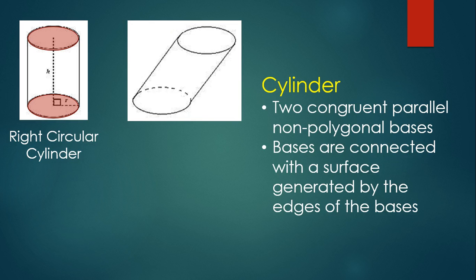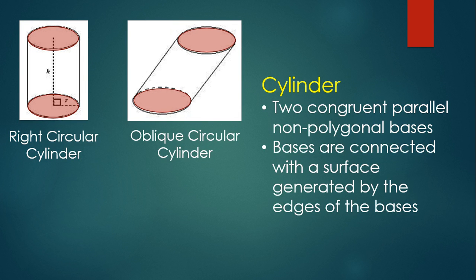This, on the other hand, is also a cylinder. It has those two congruent parallel non-polygonal bases, and they're still connected with this curved surface, but those two bases are not aligned with each other in the same way. So this is called an oblique circular cylinder.